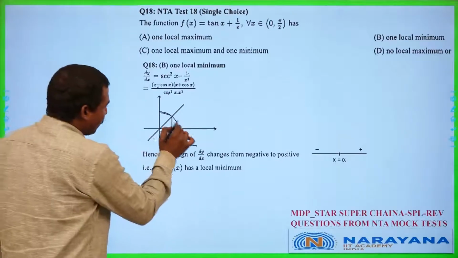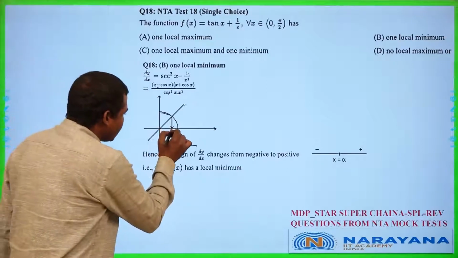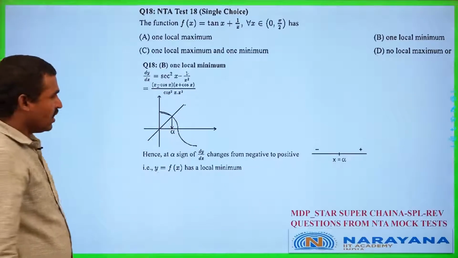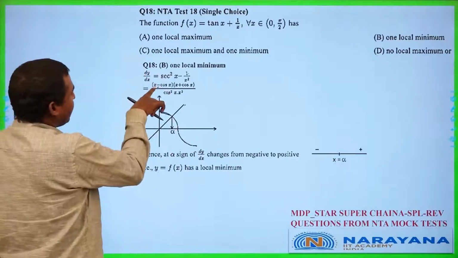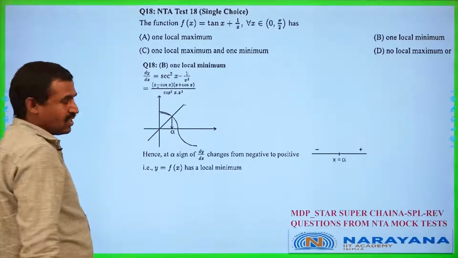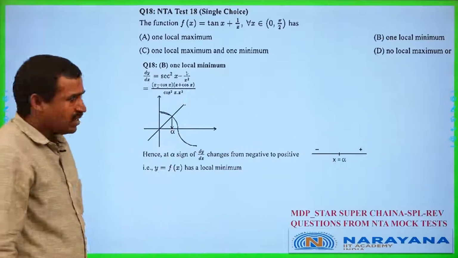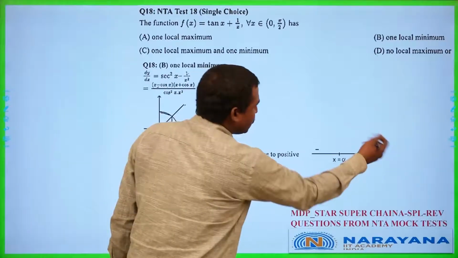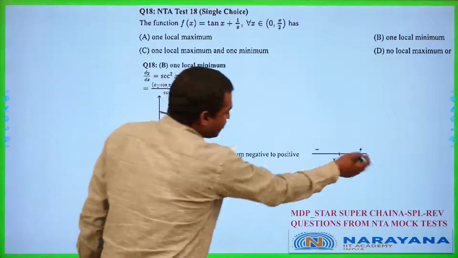So, it is the graph of cos x and y is equal to x. Let their point of intersection be alpha. If x is less than alpha, then x is less than cos x, which means it is negative. If x is greater than alpha, it is positive. So, for x less than alpha it is negative, and for x greater than alpha it is positive.